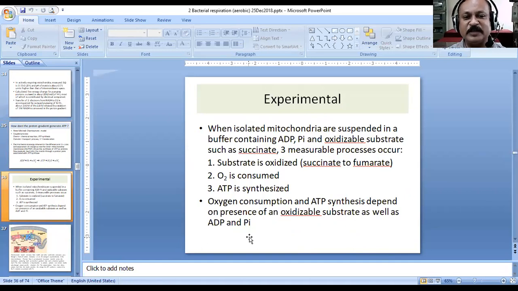Then we'll go to one experimental observation. A very important experiment, and I'm going to explain this experiment, and you have to understand it properly. In this experiment, mitochondria are taken from eukaryotic cells. They are isolated. How do we isolate mitochondria?